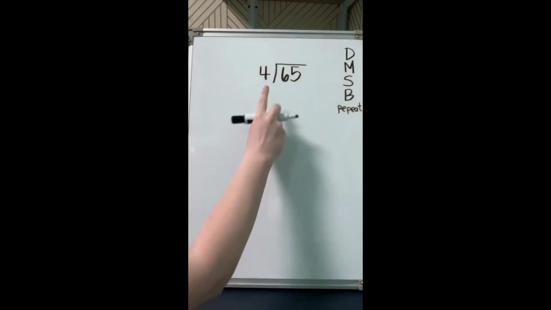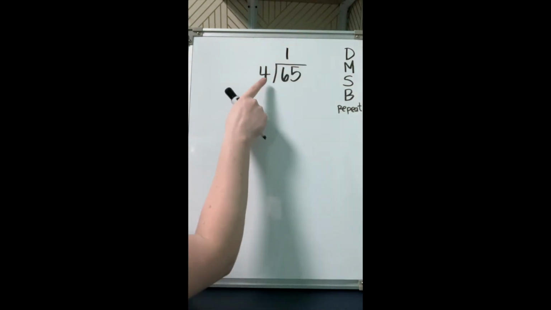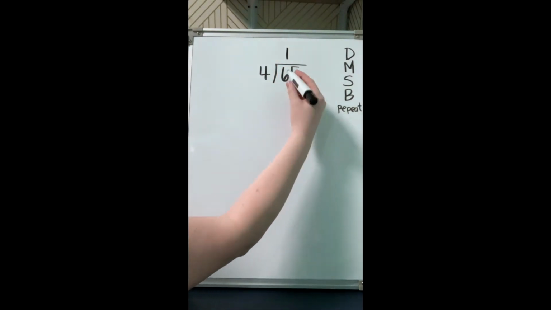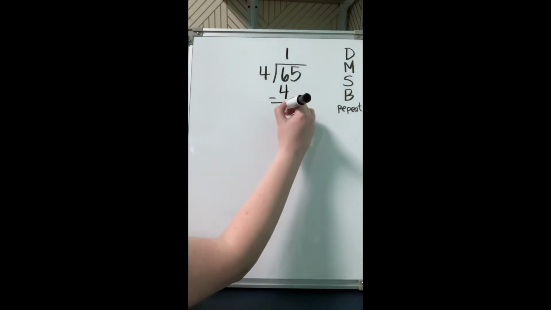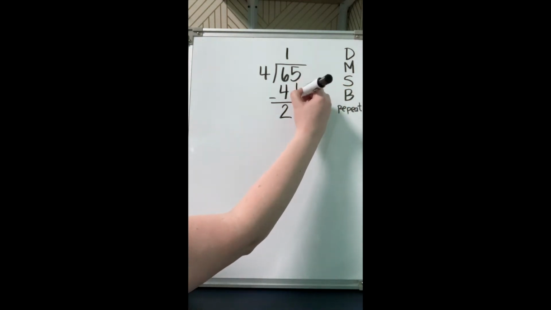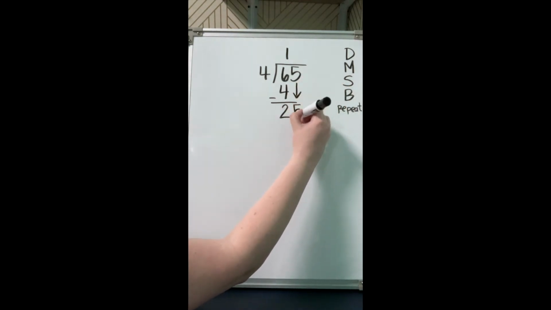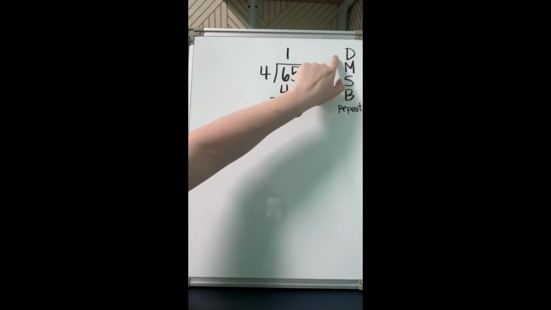Okay, so we're going to divide. How many times can 4 fit into 6? 1 time. We're going to multiply. 4 times 1 is 4. And we're going to subtract. 6 minus 4 is 2. And now we're going to bring down our next digit, and we get 25.